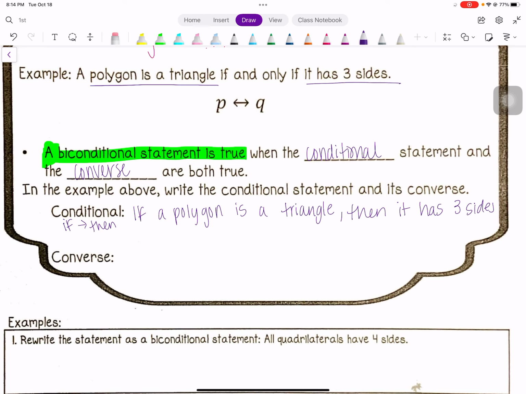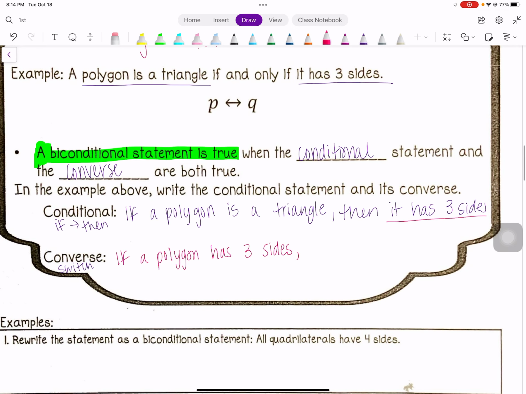Okay, the converse of that is when you switch them. So we're going to switch them. We're going to say if a polygon has 3 sides, and then we're taking this part, and we're switching them. So we're going to say if a polygon has 3 sides, then it is a triangle.